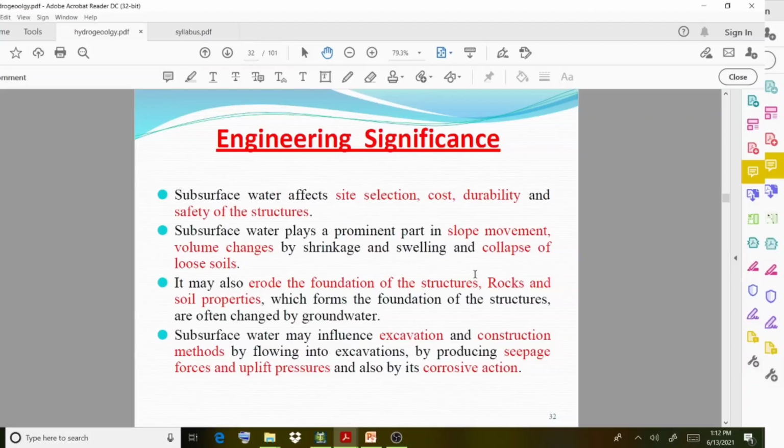It may also erode the foundation of the structures. Rocks and soil properties which form the foundation are often changed by groundwater. This groundwater or subsurface water can change the foundation structures, even their properties.